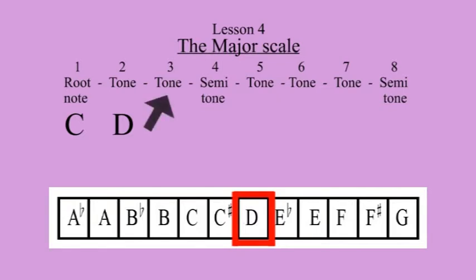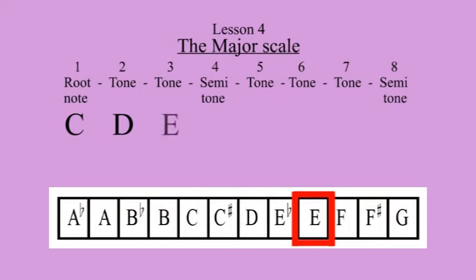The next note we require is tone number 3. Using our alphabet, a tone up from the note D is E. We can now write E underneath tone number 3. The next note we require is a semitone number 4. A semitone is only one note. If we advance a semitone up from the note E using the alphabet, the next note we require is F. We can now write F underneath semitone number 4.